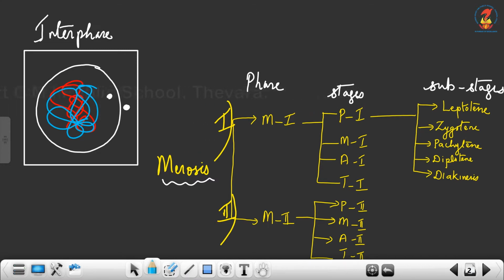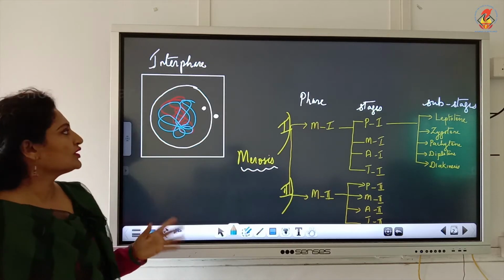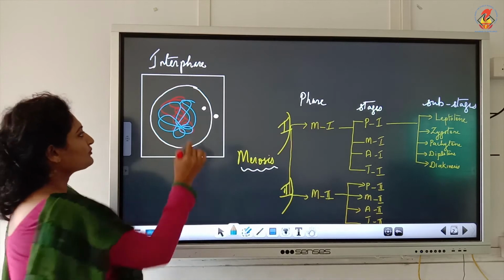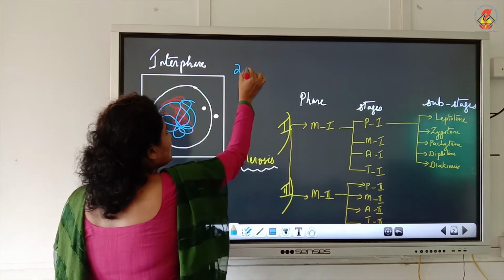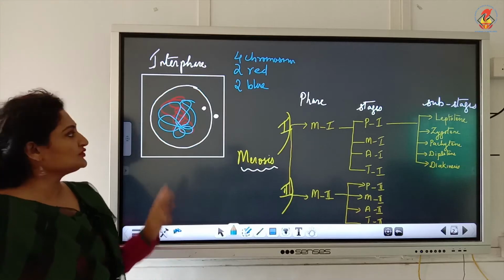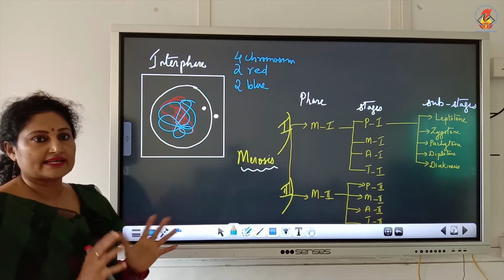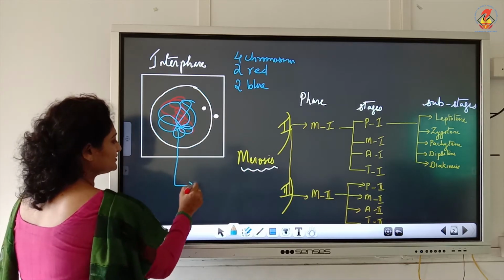Now as I started off interphase in mitosis, can you identify the number of chromosomes in the interphase stage here? How many chromosomes are there? Can you guess? Always we go with 4. So from this you should understand there are 4 chromosomes. Of these 4 chromosomes, 2 are red in color and 2 are blue in color. Because they are elongated and entangled, you cannot identify the start or ends of these chromosomes. It appears as an entangled mass called the chromatin threads.